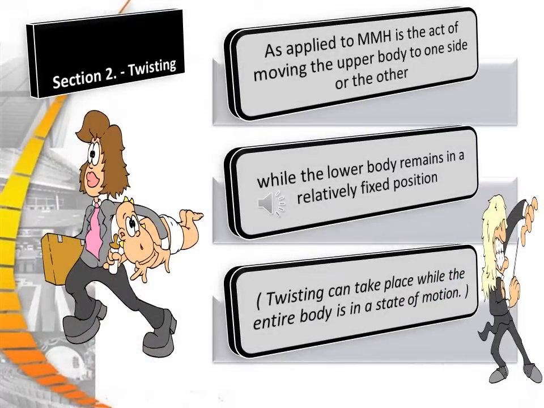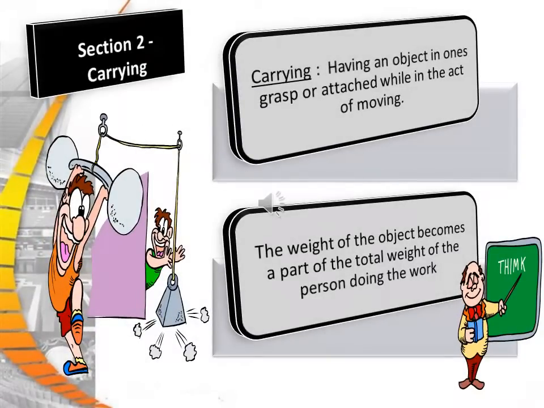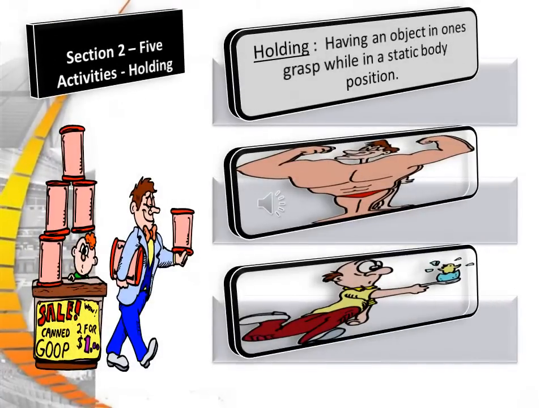As applied to MMH, the act of moving the upper body to one side or the other is twisting, while the lower body remains in a relatively fixed position. Twisting can take place while the entire body is in a state of motion. Carrying. Having an object in one's grasp or attached while in this act of moving. The weight of the object becomes part of the total weight of the person doing the work. Holding. Having an object in one's grasp while in a static body position.